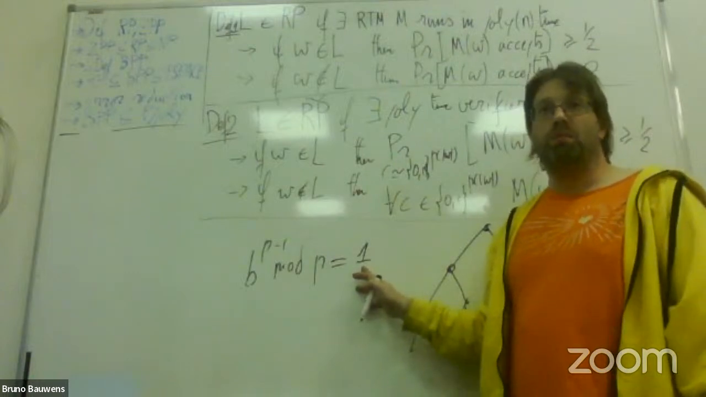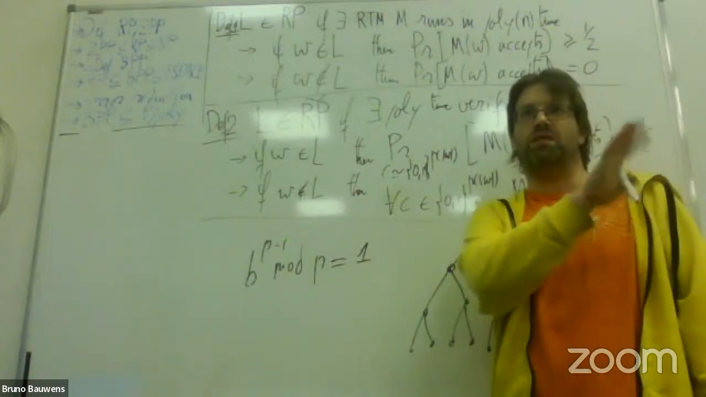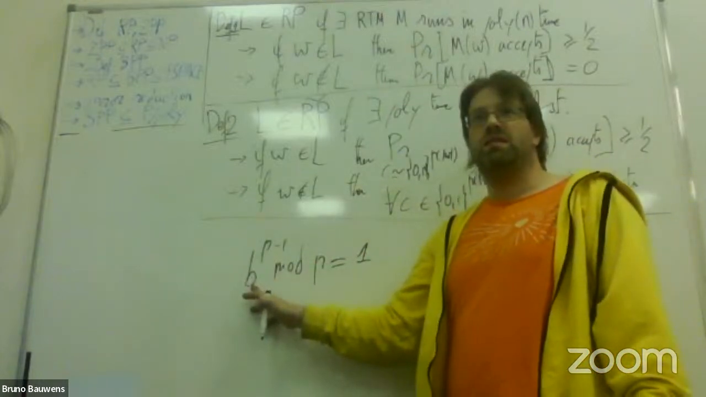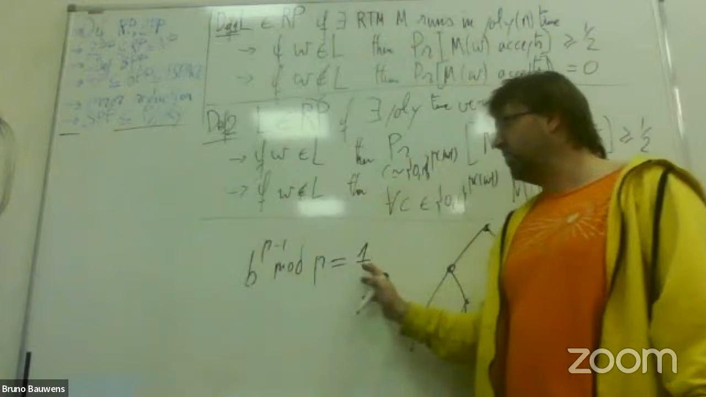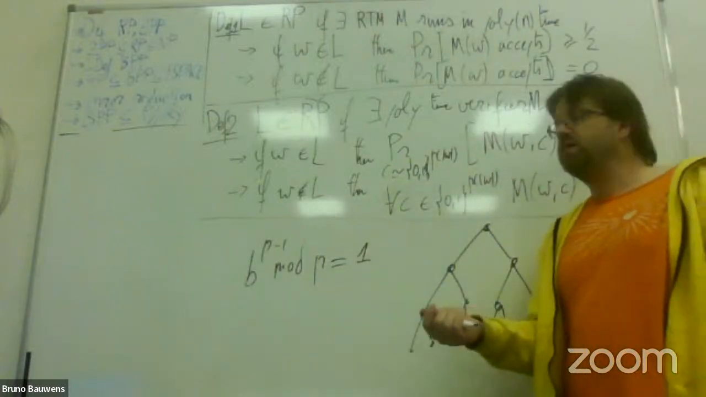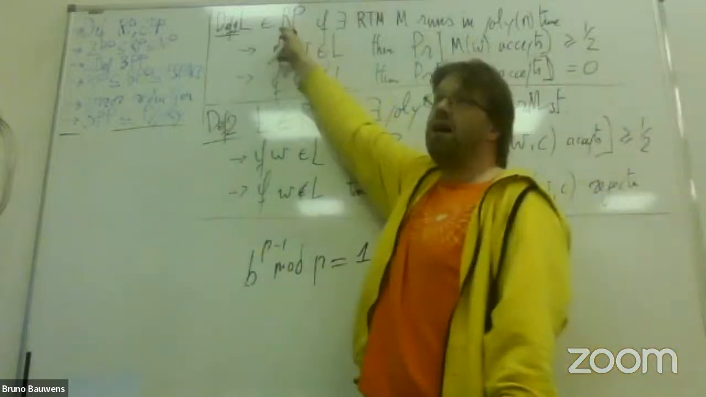But if P is not prime and not a special, very small, strange number, then half of the B's will have this different from 1. And this is a proof that the number is not prime. And so composite is a problem in RP.